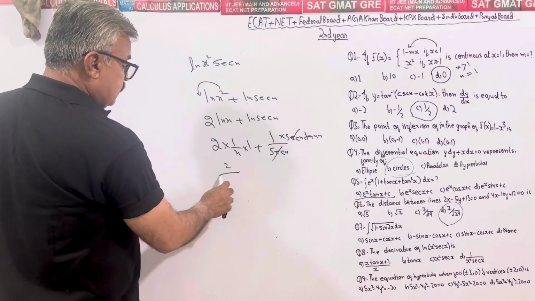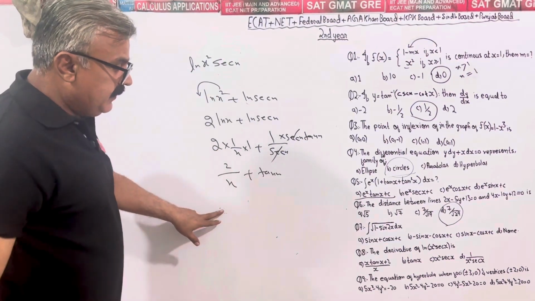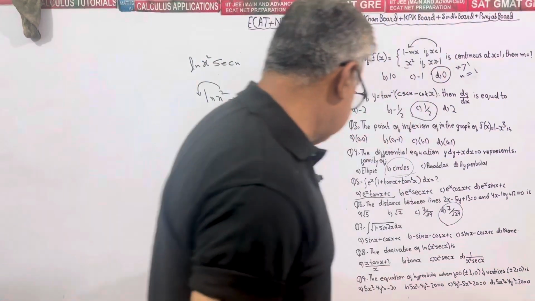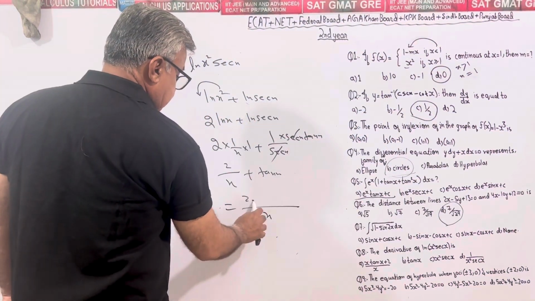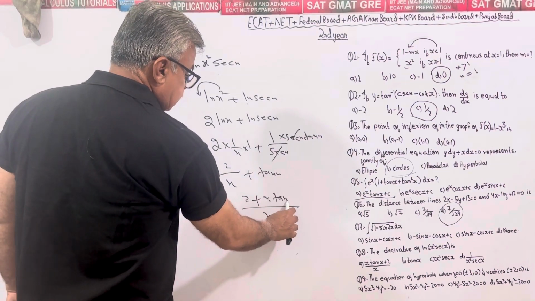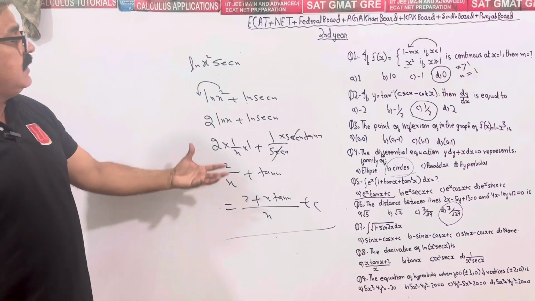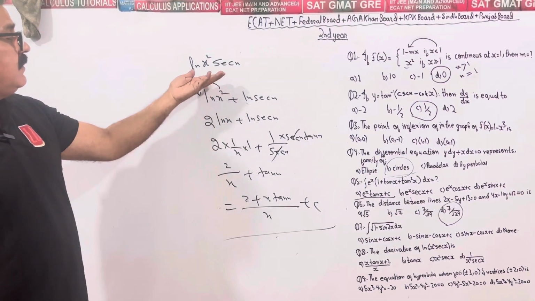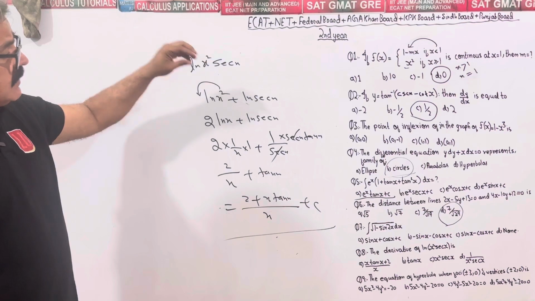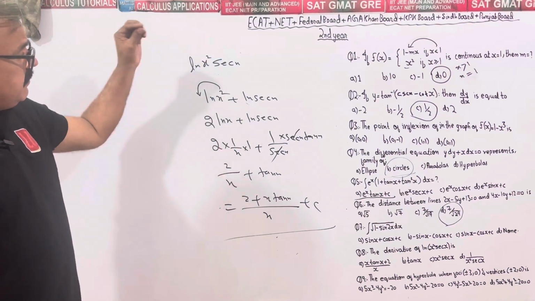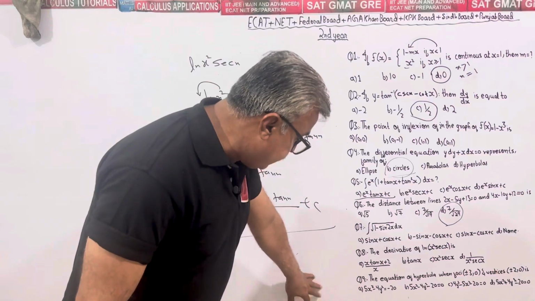What we have is 2 over x plus tan x. Take LCM: x is the LCM, 2 plus x times tan x. Look at the simplicity of the question, how we have managed this one. Don't be a hard worker, be a smart worker. I used to call it: your first step must be make or break. You are going to get through, or you are going nowhere.